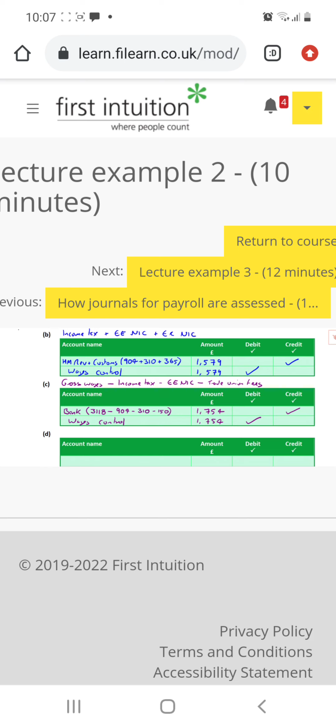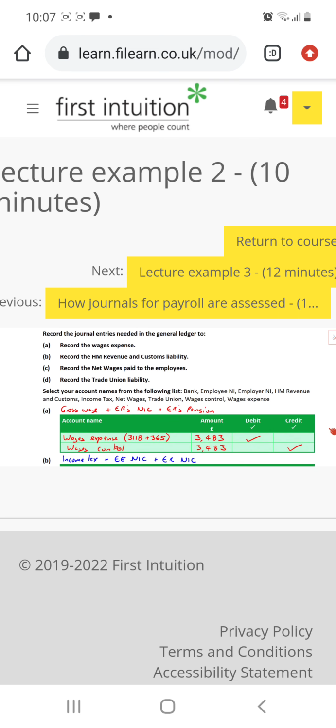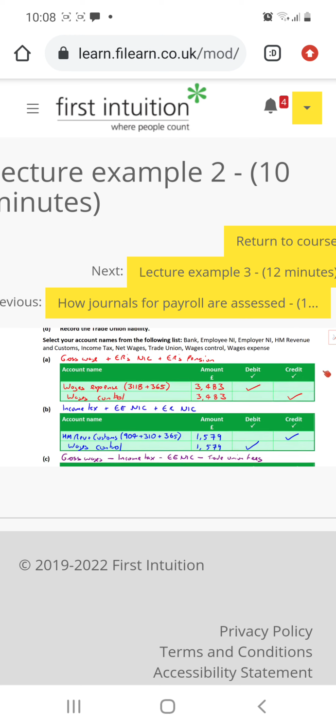So that's part C. Part D was record the trade union liability.